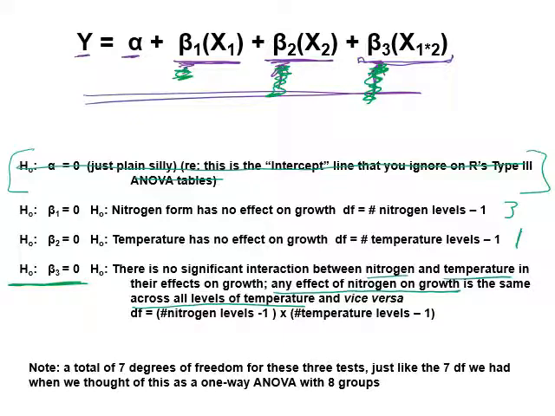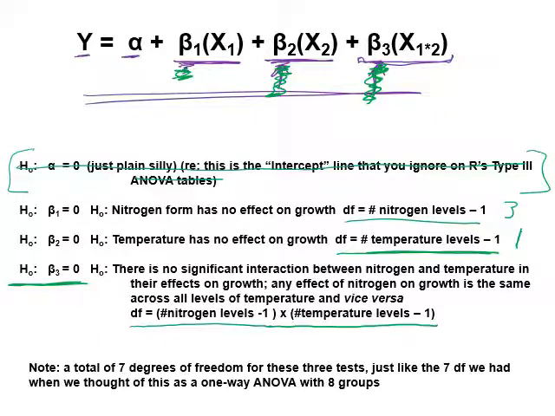The degrees of freedom associated with the interaction term is simply the number of degrees of freedom associated with the first main effect times the number of degrees of freedom associated with the second main effect. So the degrees of freedom would be the number of nitrogen levels minus 1 times the number of temperature levels minus 1, which in this case would just be 3 times 1, which is equal to 3, right? So the degrees of freedom on the interaction term are things that you have to account for.